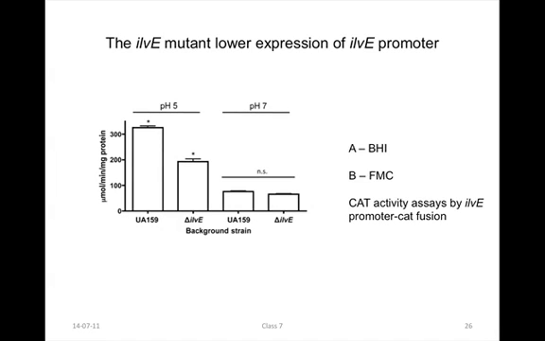Now, we do another experiment in beef heart infusion and FMC, and the ILVE mutant is lowering the expression of the promoter. So if you have ILVE as your background strain and you're adding in part of the promoter, at pH 5 it's lower. So it's auto-regulation? They're doing this type of experiment with a CAT activity assay. The promoter is fused to CAT. But at pH 7 there is no difference. It's only under acid stress that this is doing the auto-regulation thing.